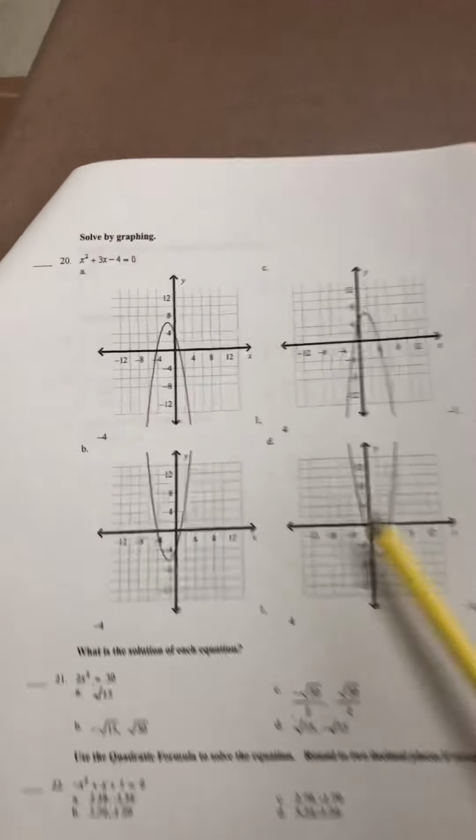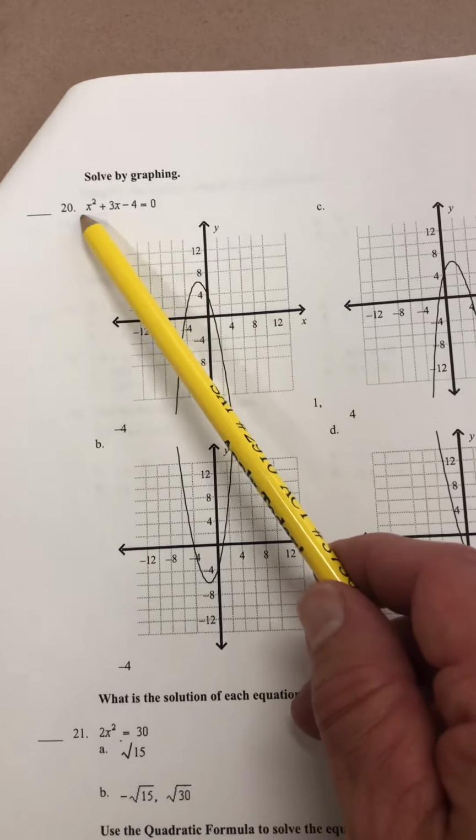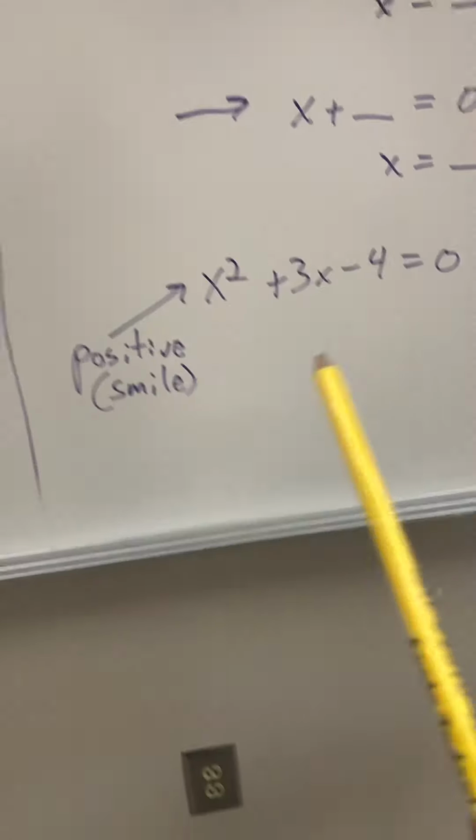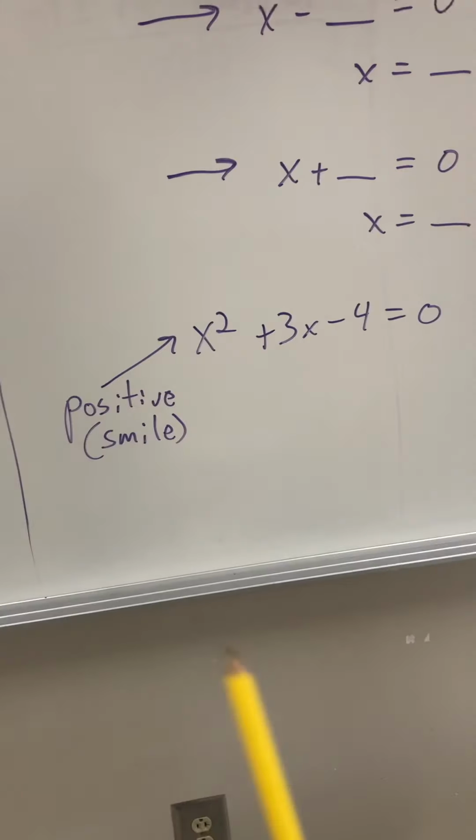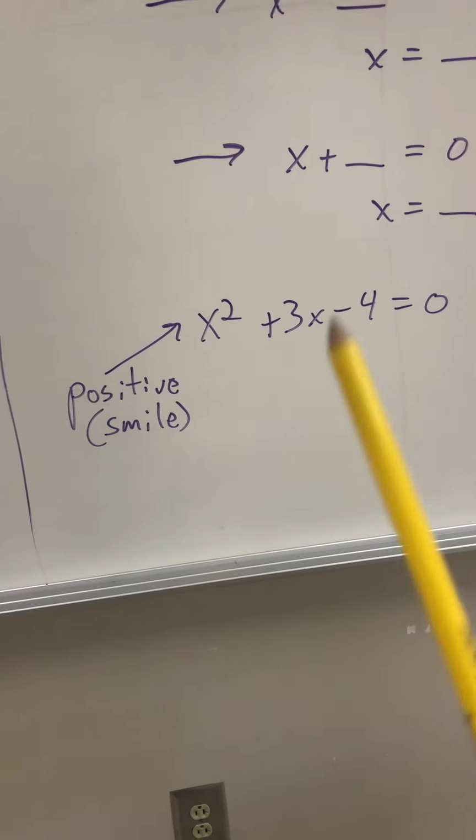The one thing that you have to pay attention to is that this is a positive, and I have this note here for you. It's a positive x squared value. That means it's going to be shaped like a smile, so it's going to open upward.